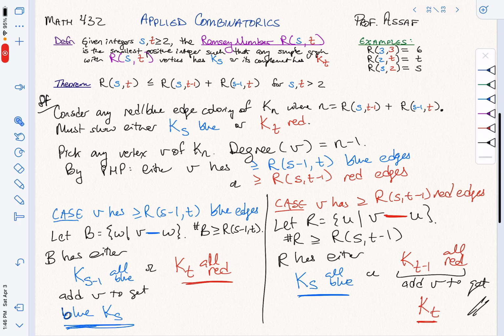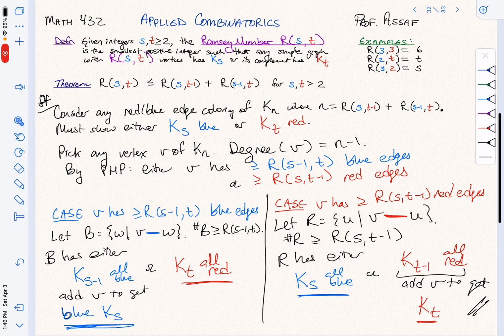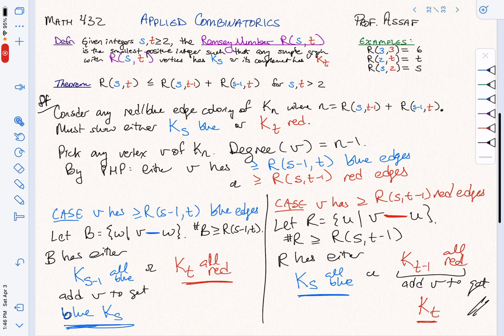So this proves our bound for Ramsey numbers. No matter what, we always have a blue K_s or a red K_t. So the Ramsey number is at most this big. Now we saw before that if we wanted to compute R(3,3), this bound actually tells us that it's at most 6. And so we just had to do a little example to see that it's exactly 6. But we'll do some more examples later on to see that this bound is helpful, but it's not always enough.